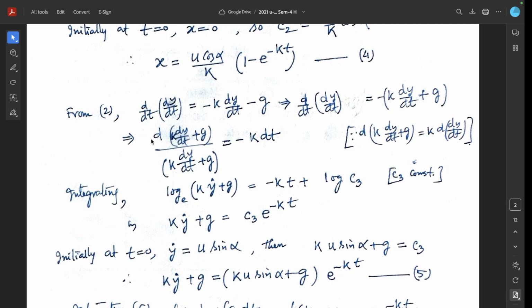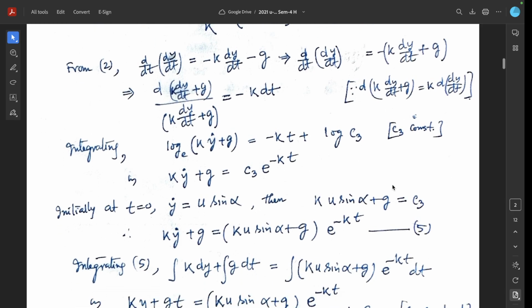So we can write d of (k dy/dt plus g) whole divided by (k dy/dt plus g), because this d of (k dy/dt plus g) is equal to k into d²y/dt². So this k and this k cancel from each other, k not equal to 0, a non-zero quantity. So this quantity is log of (k y dot plus g) equals minus kt plus log c3, where c3 is the integrating constant.